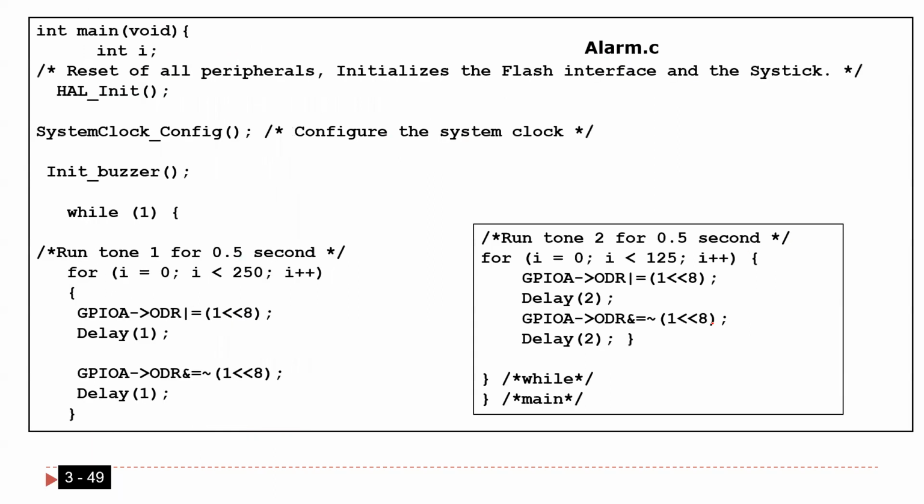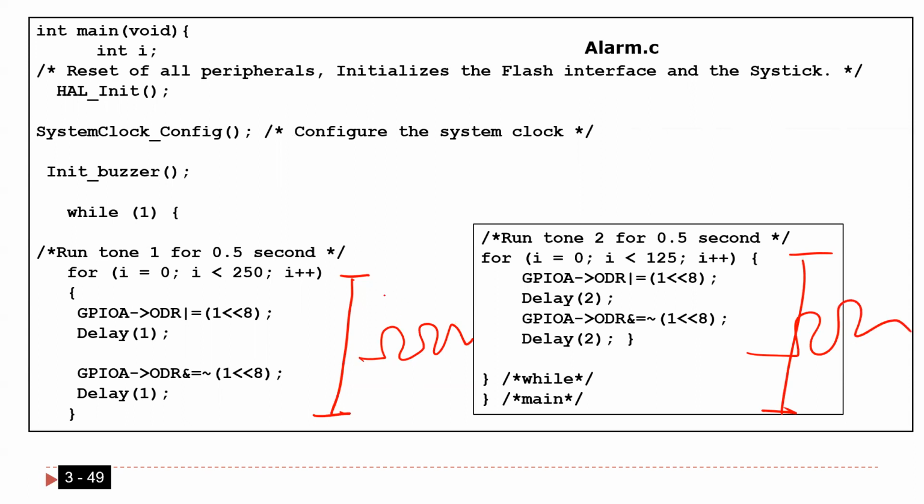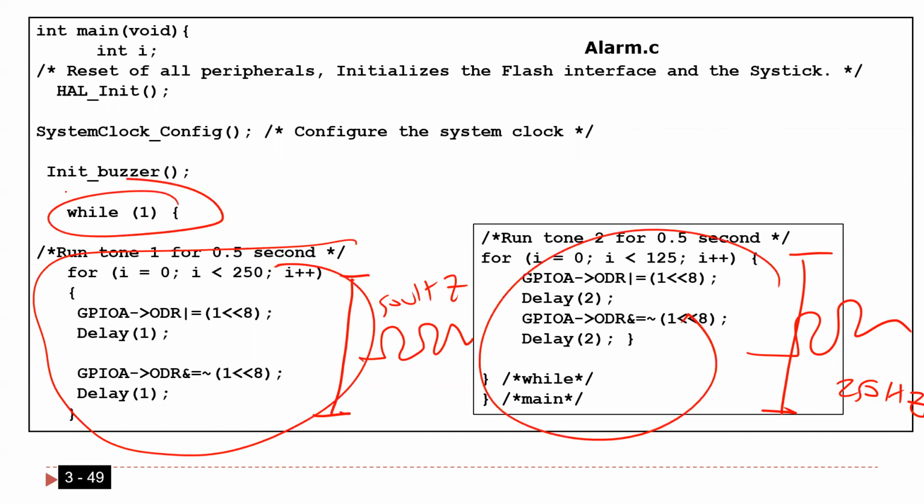And this is a siren. This is the program for the siren. As you see here, guys, number one, I made a for loop. This for loop generates the first tune, and then I have another for loop to generate the second tune. This is tune 1, which is 500 hertz. This one is 250 hertz. Every one of them I'm going to run for half a second, and then I'm going to go back to the while loop to repeat it again. Is that okay?